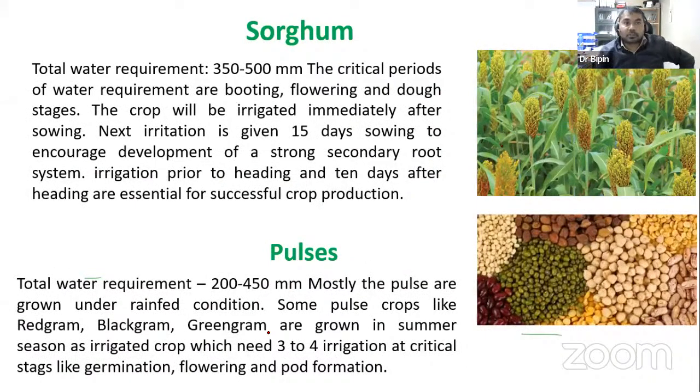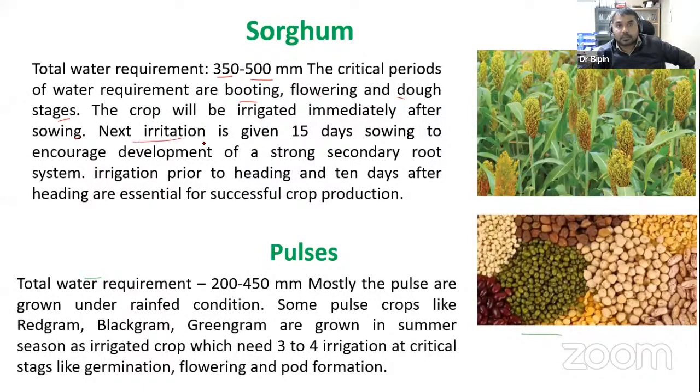Now we can talk about the sorghum. In the case of sorghum, water requirement is 350 to 500 mm. The critical period of water requirement is booting, flowering, and dough stage. And the crop will be irrigated immediately after the sowing.